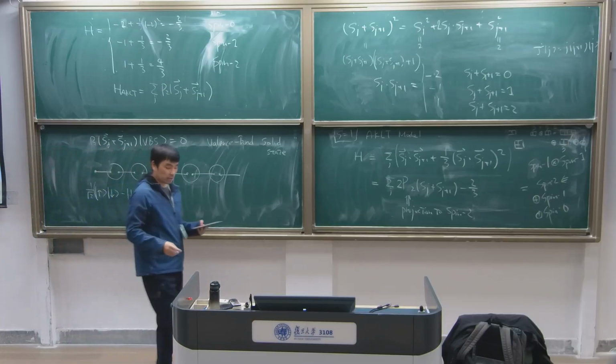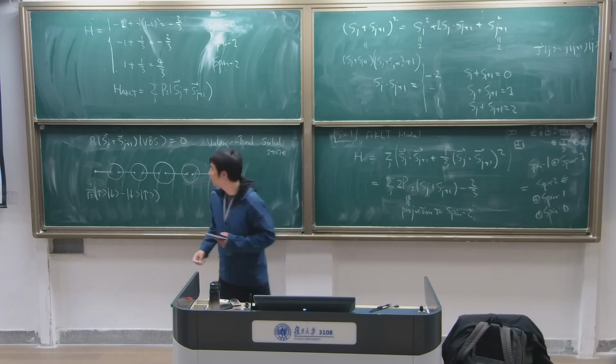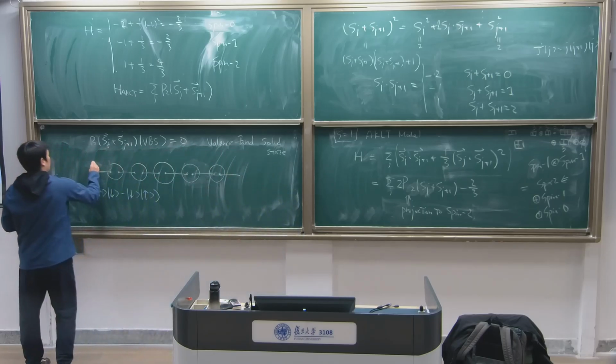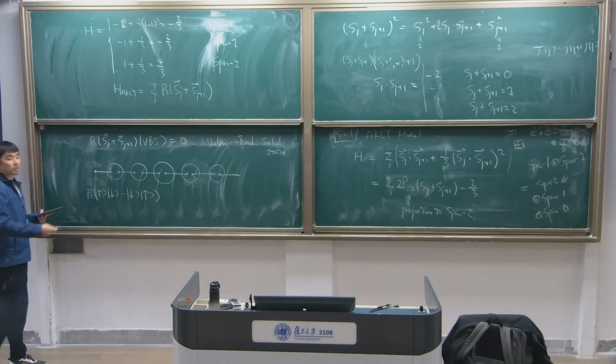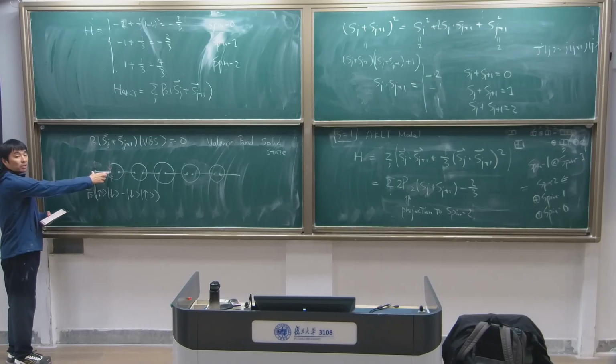So it's a linear combination. If it is up, down, and down, up, and the linear combination, to make this edge a spin 0. It's spin 0.